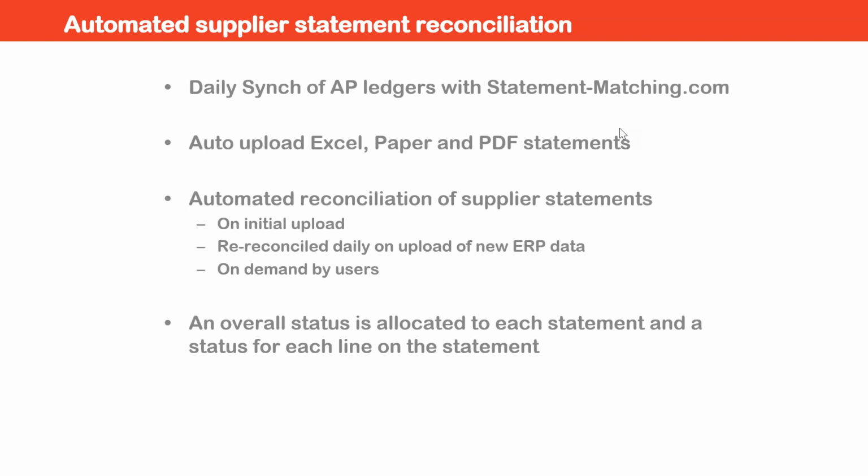And then what the system does is it automates the reconciliation. It does that when you first upload, or when we first send the statement in. So it does it there and then. And the nice thing about getting data every day is statements are re-reconciled automatically on a daily basis every time we get new ERP data. So it keeps reworking the statements. And the system allocates an overall status to each statement and a status for each line on the statement. And I'll explain what the statuses are.